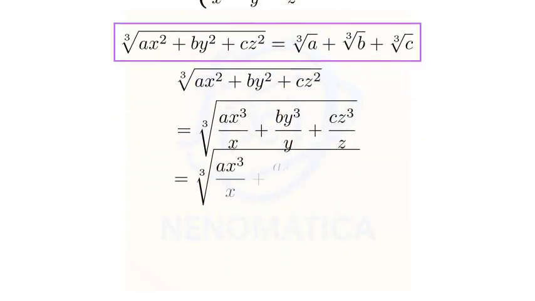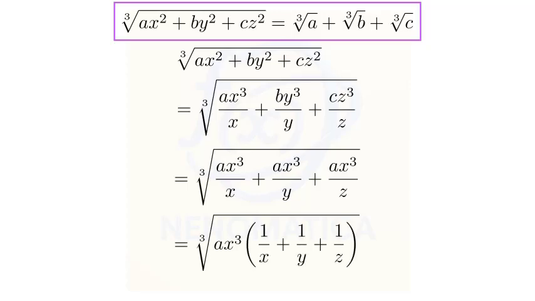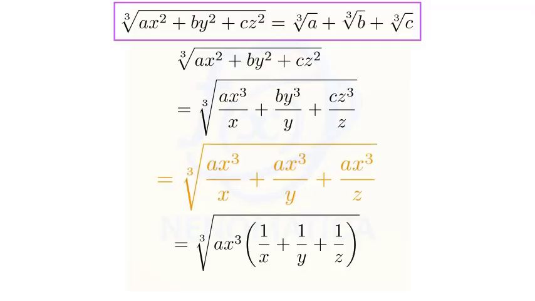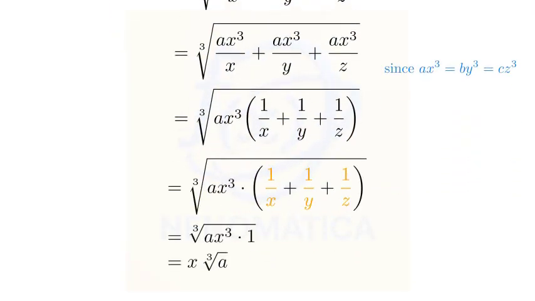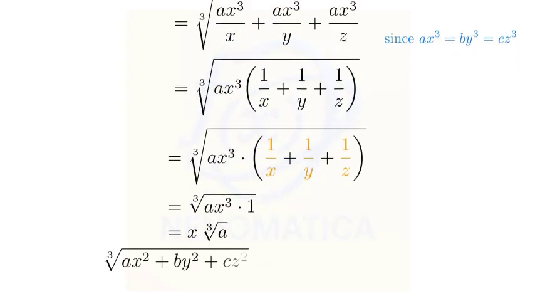Step 2. Use the equality a x cubed equals b y cubed equals c z cubed. Replace each numerator by a x cubed. Then factor out a x cubed. Step 3. Use the second condition that 1 over x plus 1 over y plus 1 over z equals 1. The expression becomes a x cubed times 1. The cube root of a x cubed is x times the cube root of a. By the exact same reasoning, the left-hand side also equals y times the cube root of b and equals z times the cube root of c.